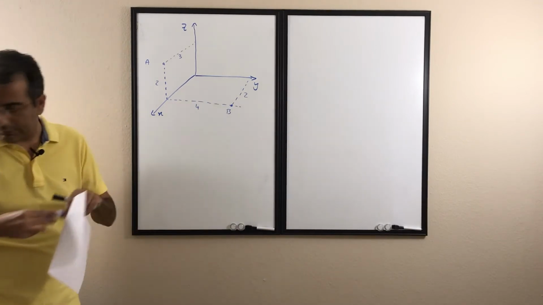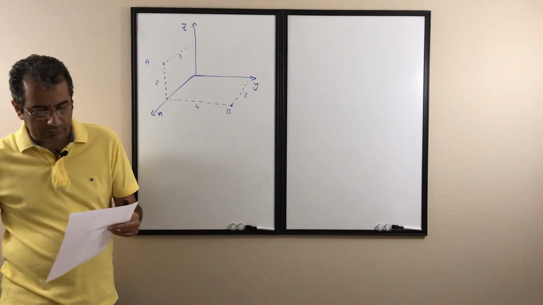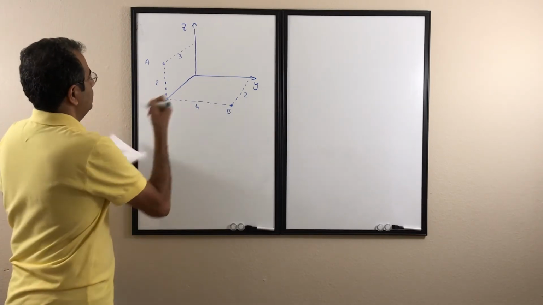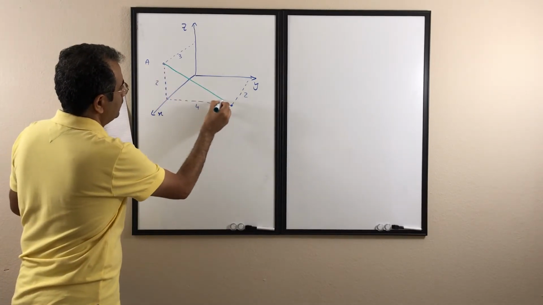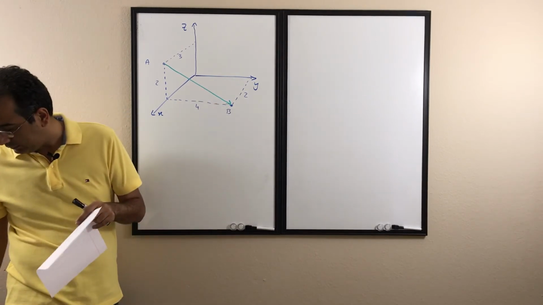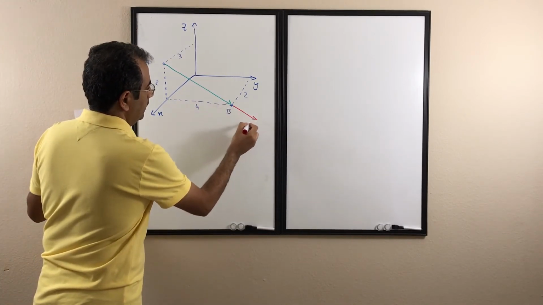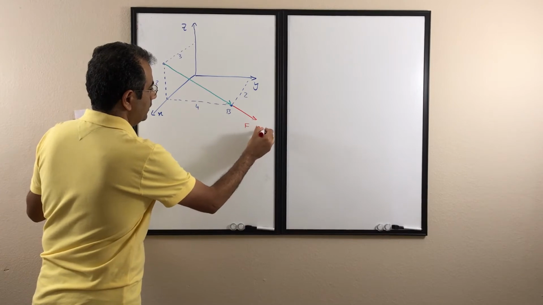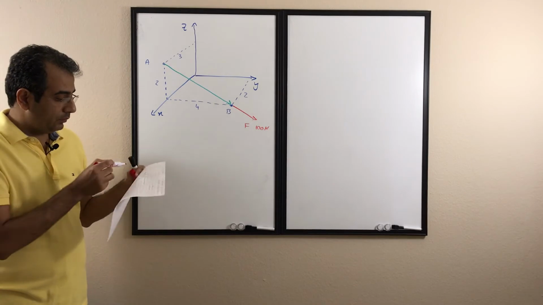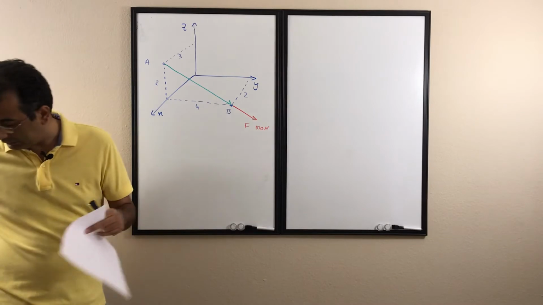And then we know that we have a force along the line AB. So if we have the line AB, then we know that there is a force going along that line AB, F, and its magnitude is 100 Newton. So we want to find that vector F and its direction.